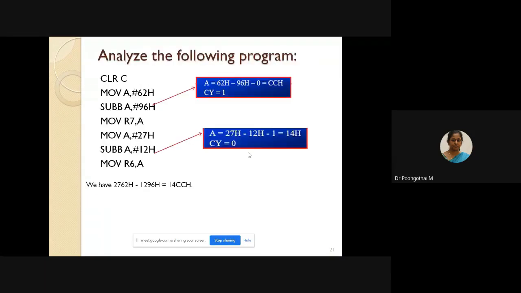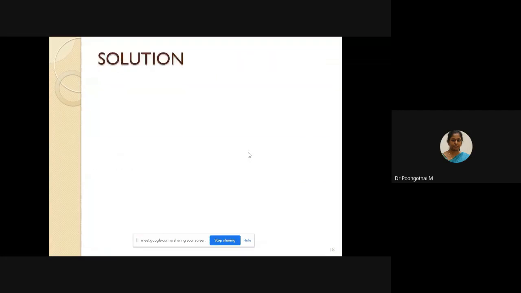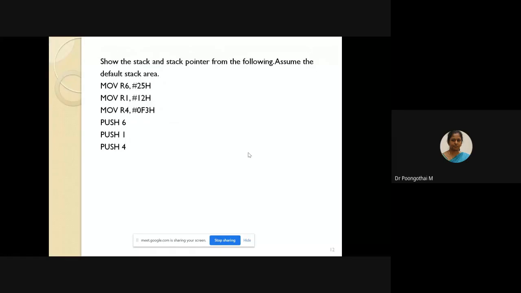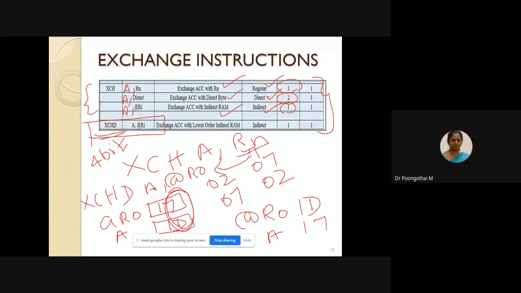Okay. So in your lab program, you can use this exchange instruction. Exchange is one of the data transfer instructions to exchange the content between your accumulator and Rn. You can use XCH A, Rn.